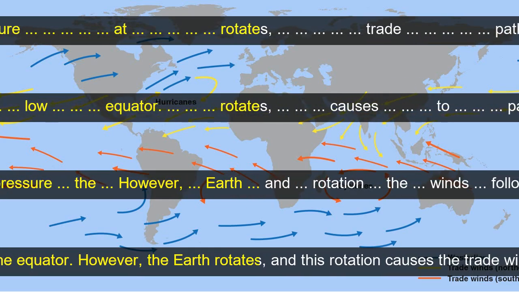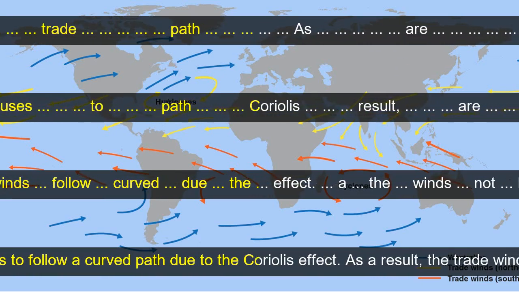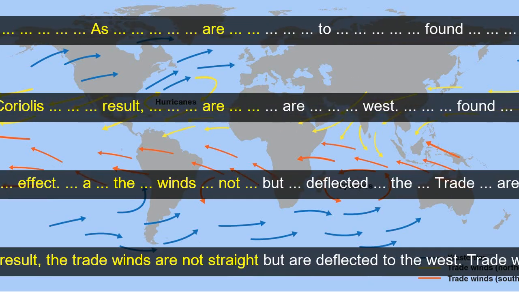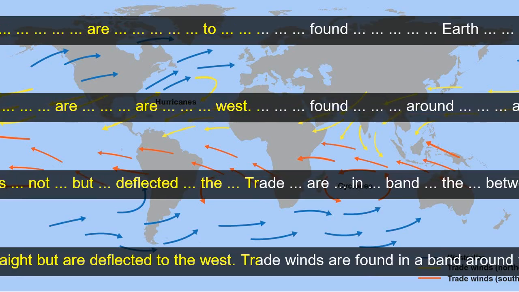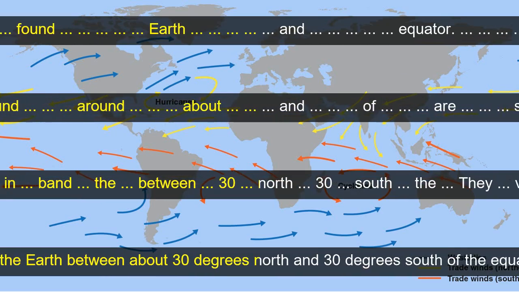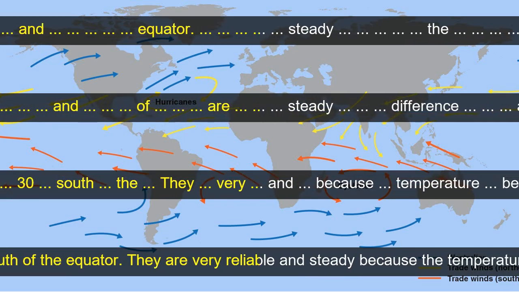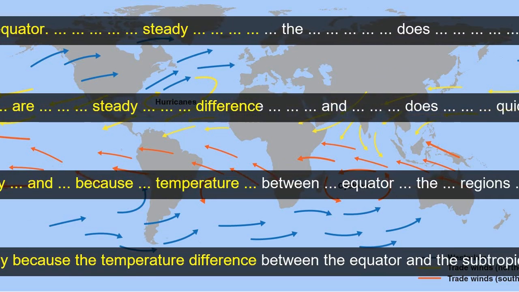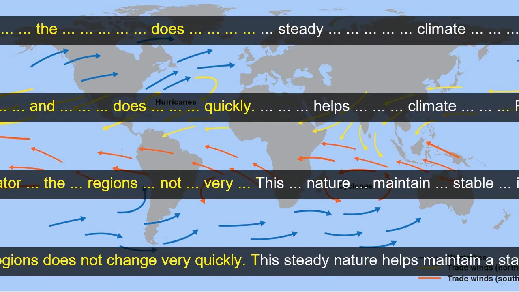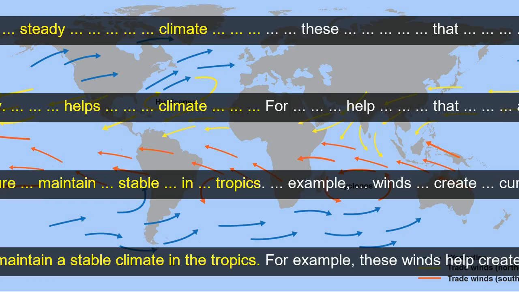However, the Earth rotates, and this rotation causes the trade winds to follow a curved path due to the Coriolis effect. As a result, the trade winds are not straight but are deflected to the west. Trade winds are found in a band around the Earth between about 30 degrees north and 30 degrees south of the equator. They are very reliable and steady because the temperature difference between the equator and the subtropical regions does not change very quickly. This steady nature helps maintain a stable climate in the tropics.